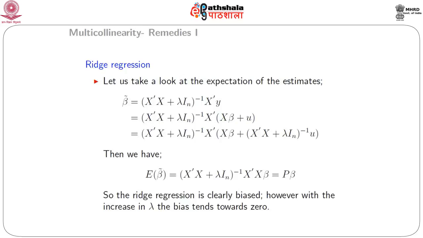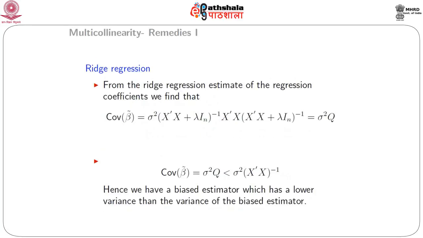From the ridge regression estimate of the regression coefficients, we can find that the covariance of beta tilde will be given by sigma square (X prime X plus lambda I) whole inverse X prime X times (X prime X plus lambda I) whole inverse. A few steps of matrix algebra will help the reader arrive at this expression. I have not derived it here, but I leave it as an exercise for the student. Now, the covariance of beta tilde can be written in the form sigma square Q, where Q equals (X prime X plus lambda I) inverse X prime X times (X prime X plus lambda I) whole inverse.